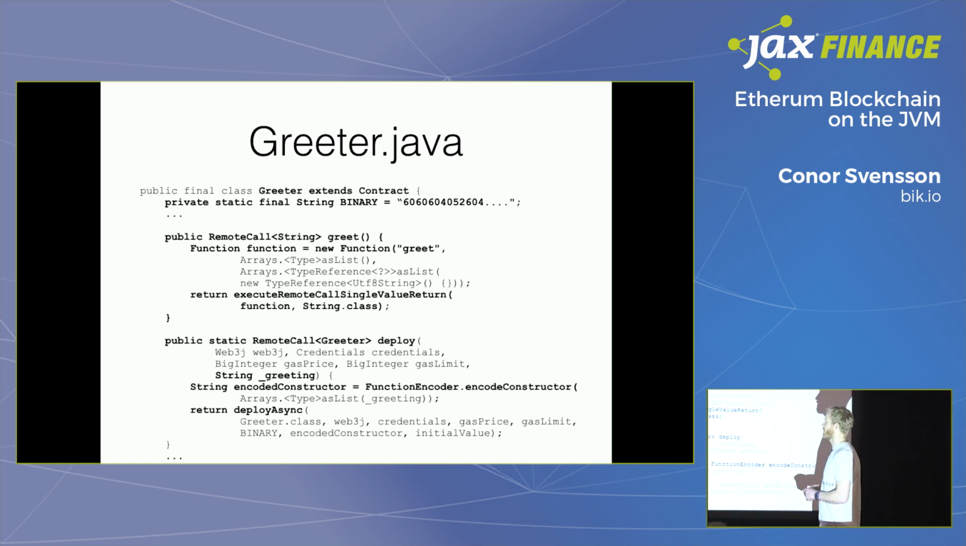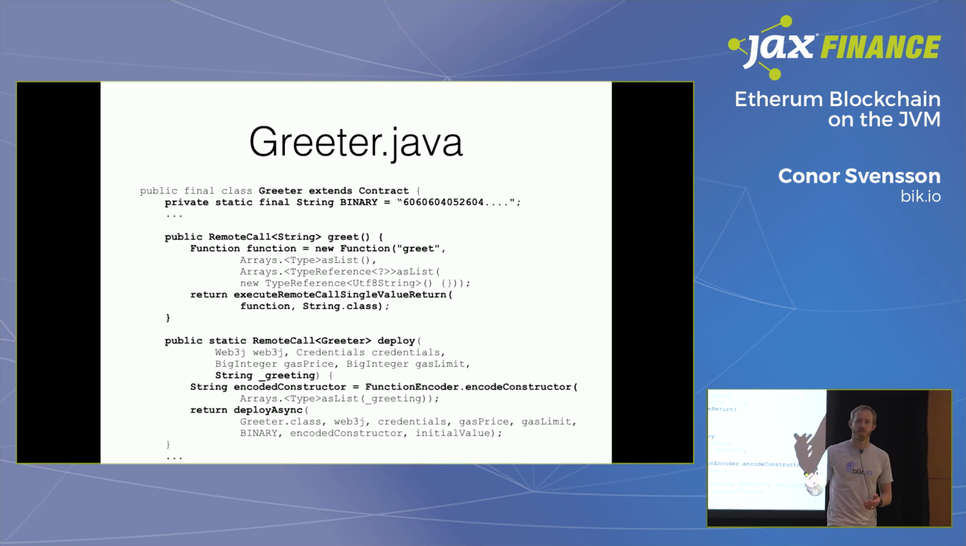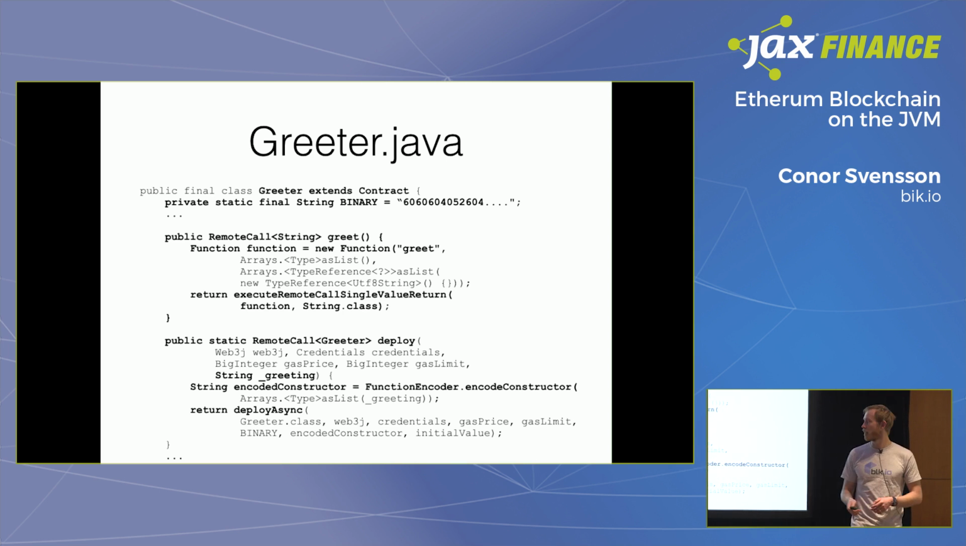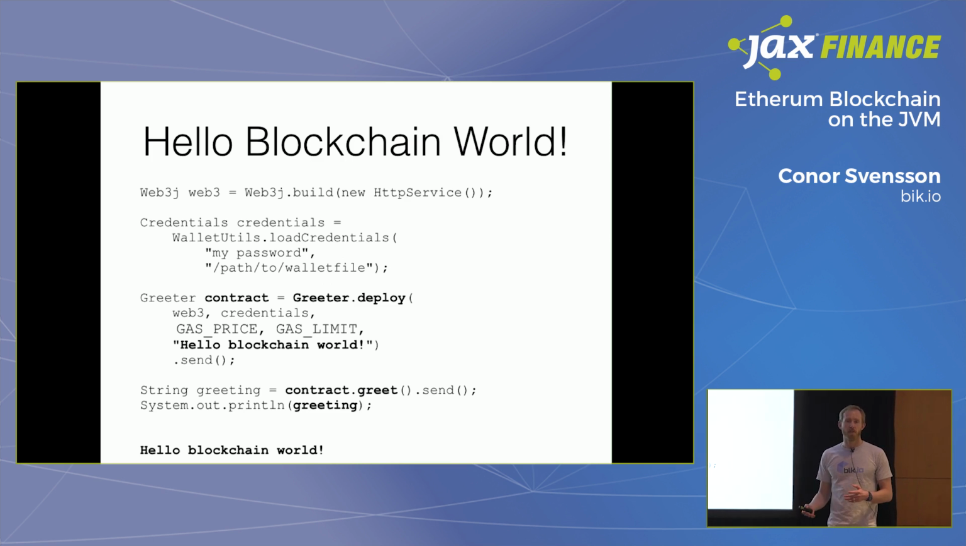And these are all wrapped in this remote call type, which is just an object that enables you to control whether you want a request to be synchronous, asynchronous, or use these reactive observables. So from this, we can create our hello world on the blockchain.